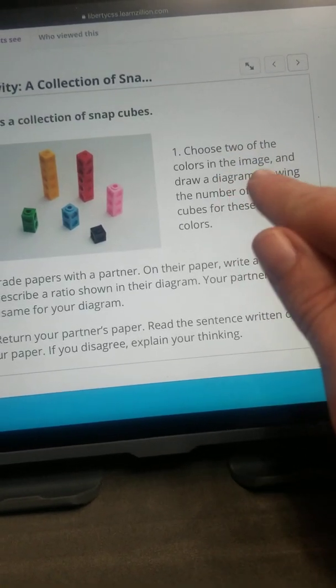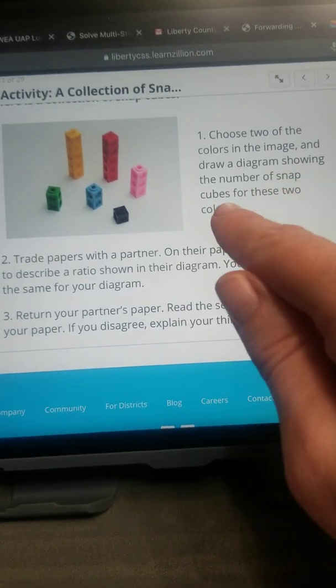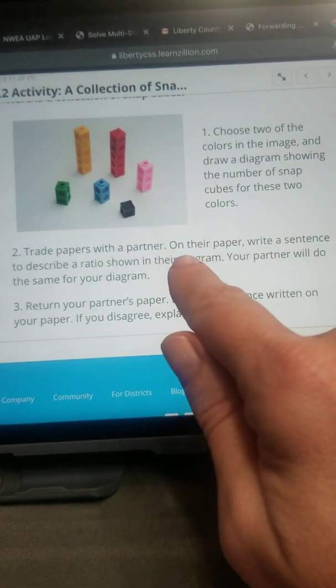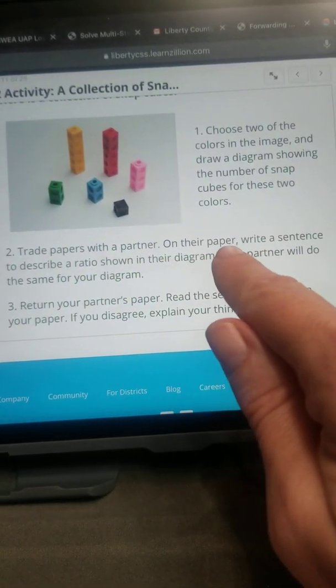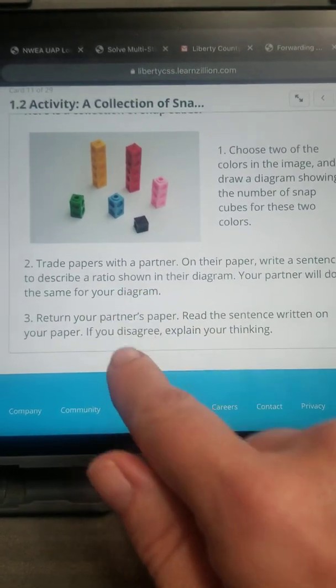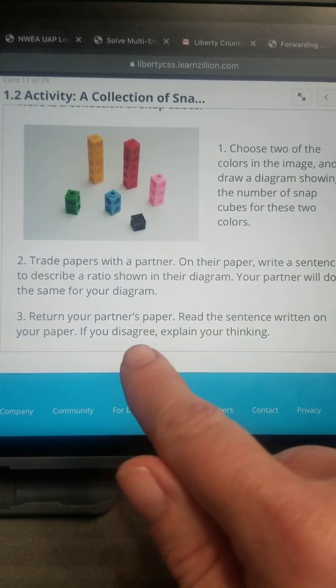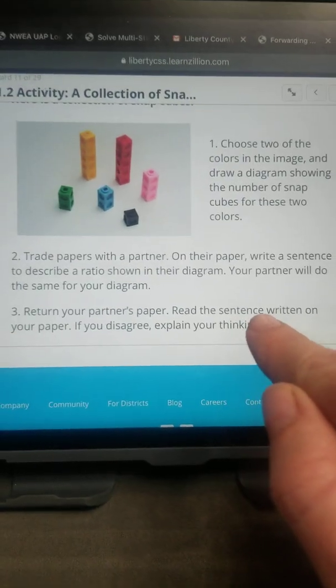Choose 2 of the colors in the image and draw a diagram showing the number of snap cubes for these 2 colors. Trade papers with a partner. On the paper, write a sentence to describe the ratio shown in their diagram. Your partner will do the same for your diagram. Return your partner's paper. Read the sentence on your paper. If you disagree, explain your thinking.